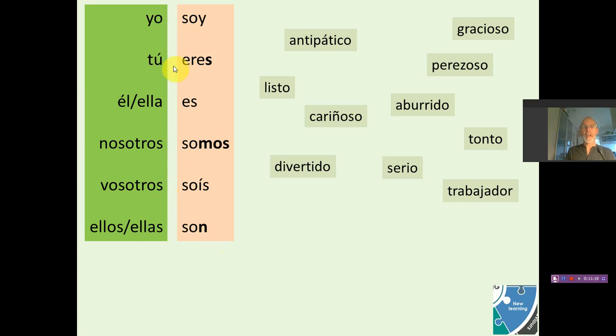Okay, so we've got I am, you are, when there's one you. He, she is. We are, nosotros somos. You, kind of all, as in 2 or more people. You are. And ellos, ellas, son, they are. And it depends on whether the ellos would be for a group of men or males, when you're talking about they. Ellas would be for a group of females, girls or women. Where you've got a mixture of boys and girls, you would use ellos, okay, the masculine form.